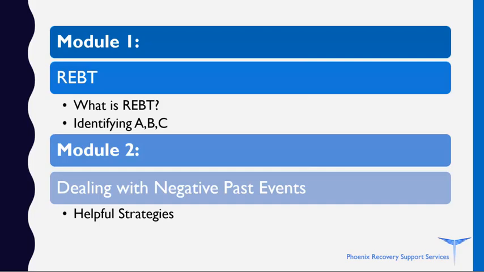But in general, what it is, is taking the way that we respond to events or things that happen to us and making it to where we stop and think before we respond. Module 2 is going to cover dealing with negative past events by providing you with some helpful strategies that you can use to better process some of those thoughts and feelings.